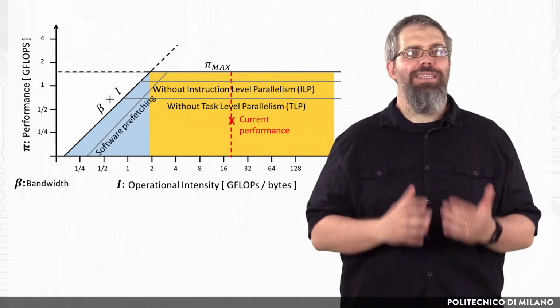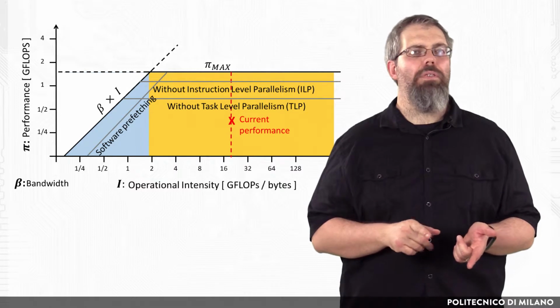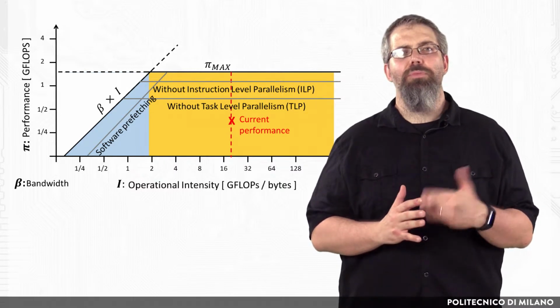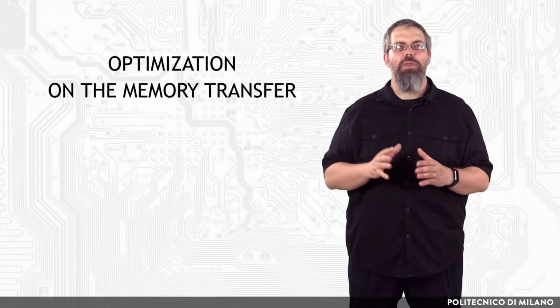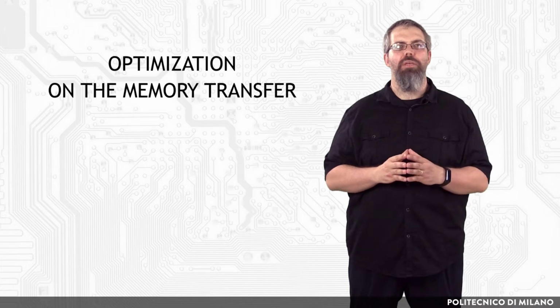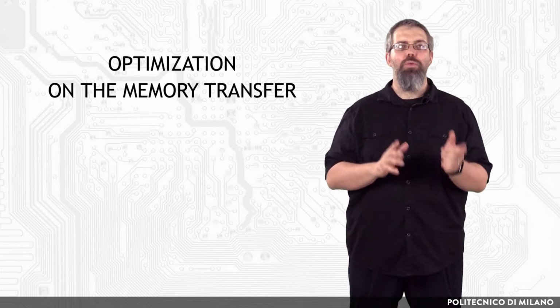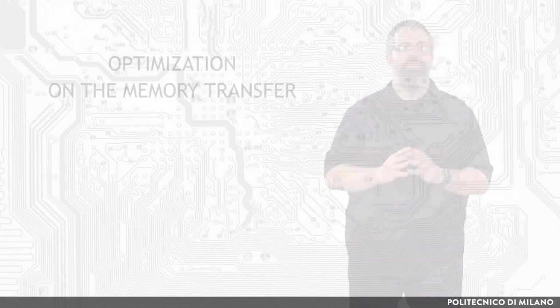Together with the additional ceilings on the peak performance bounds, the Roofline model can also be enriched with walls. A wall describes an optimization on the memory transfer, without which it is not possible to reach the maximum theoretical bandwidth between the off-chip memory and the chip.